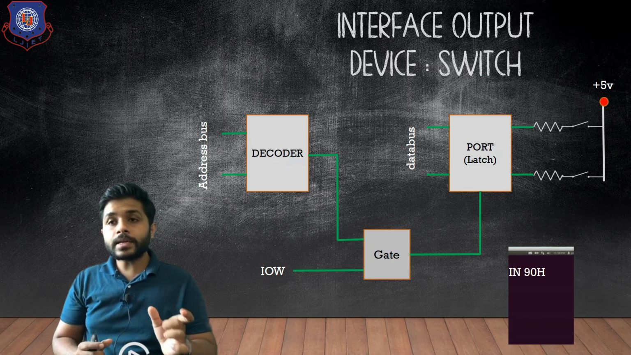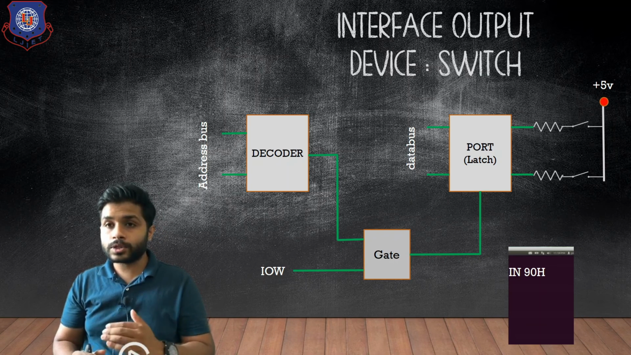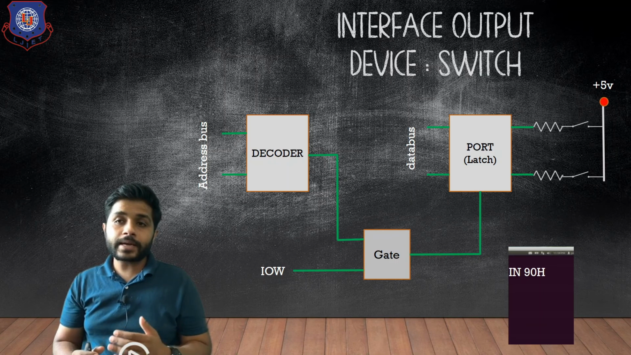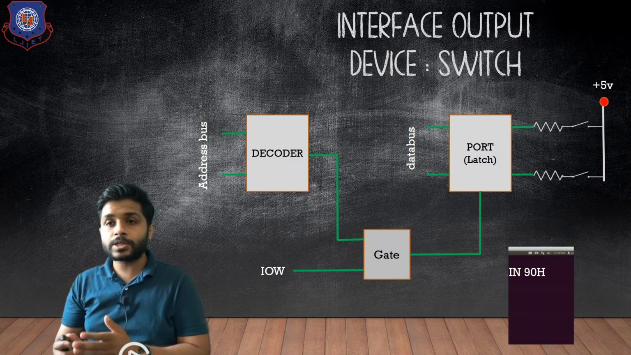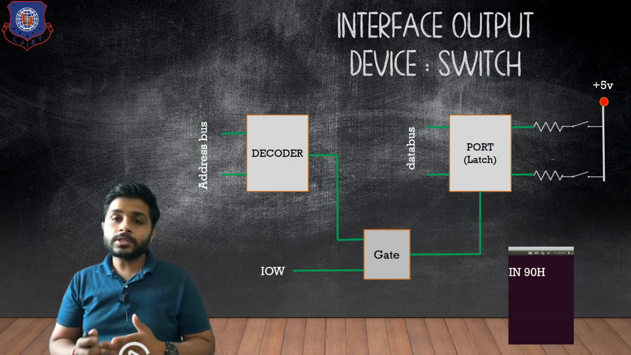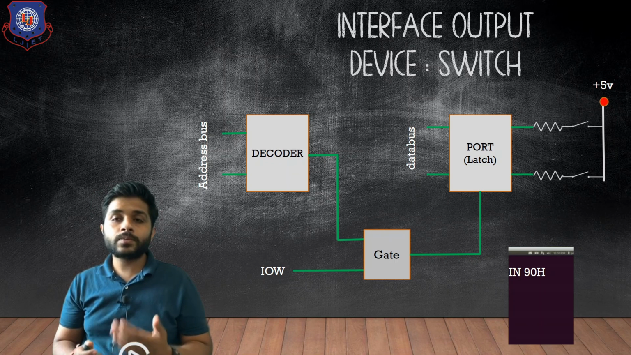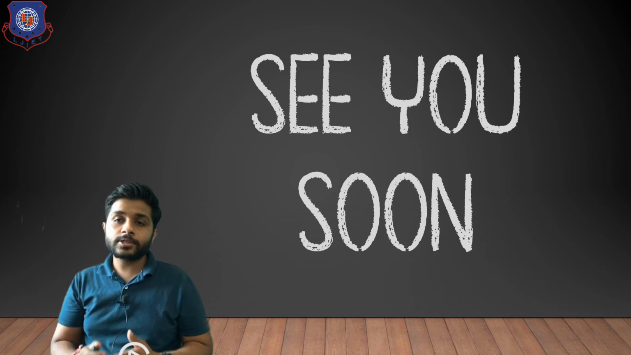So if we are getting all ones in the accumulator, it means all the switches are closed, and if we are getting all zeros in the accumulator, it means all the switches are on. So this is how you can interface input output devices with the microprocessor, and this is it for this session.